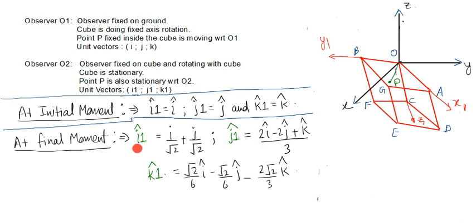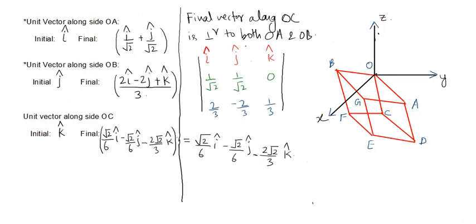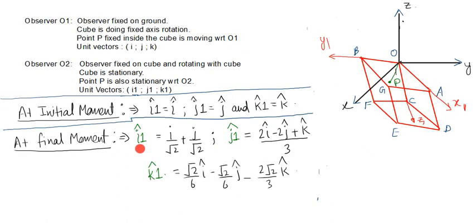But at the final moment, I1 cap was equal to I by root 2 plus J by root 2. This we have calculated in the previous diagram. All these three vectors we have already calculated. So at the final moment, I1 cap is I cap by root 2 plus J cap by root 2. J1 cap is 2I cap minus 2J cap plus K by 3. And K1 cap is root 2 by 6 I cap minus root 2 by 6 J cap minus 2 root 2 by 3 K cap.